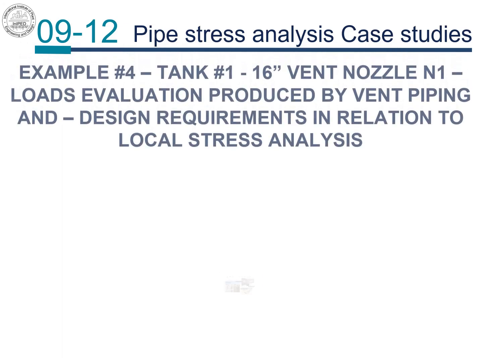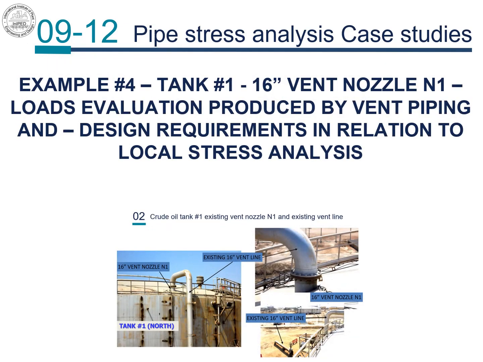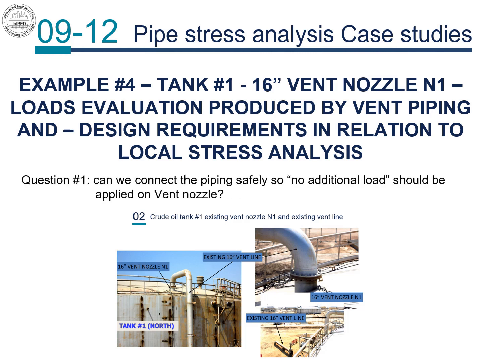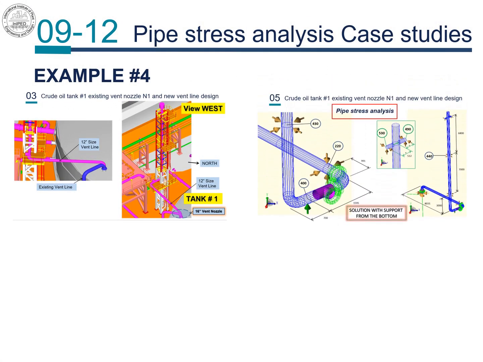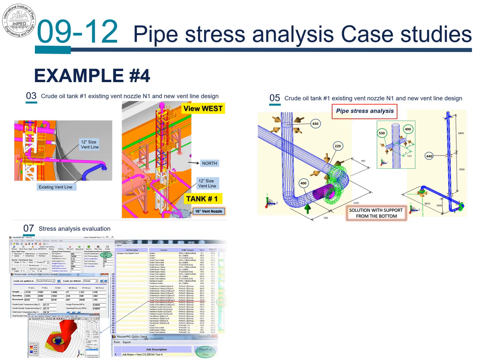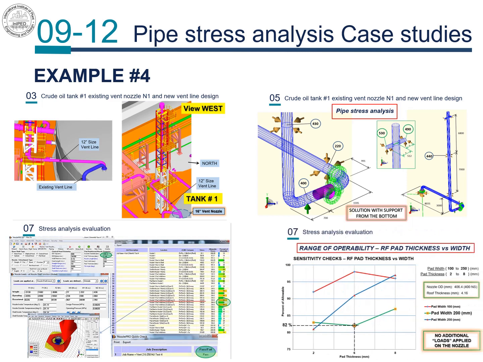Example number 4. Tank number 1. 16-inch vent nozzle N1, loads evaluation produced by vent piping, and design requirements in relation to local stress analysis. Question number 1: can we connect the piping safely so no additional load is applied on the vent nozzle? Existing and new vent line design. Pipe stress analysis of new vent line. Stress analysis evaluation. Range of operability analysis.